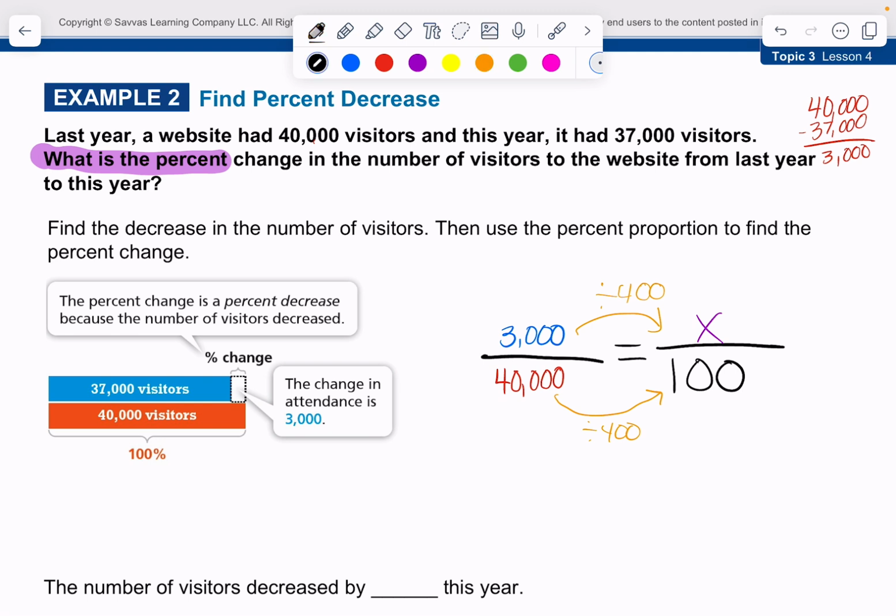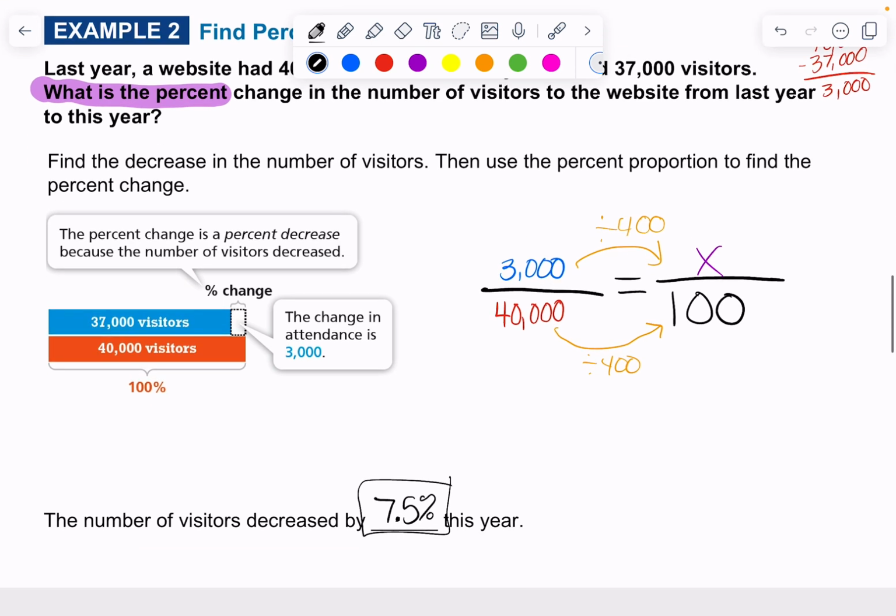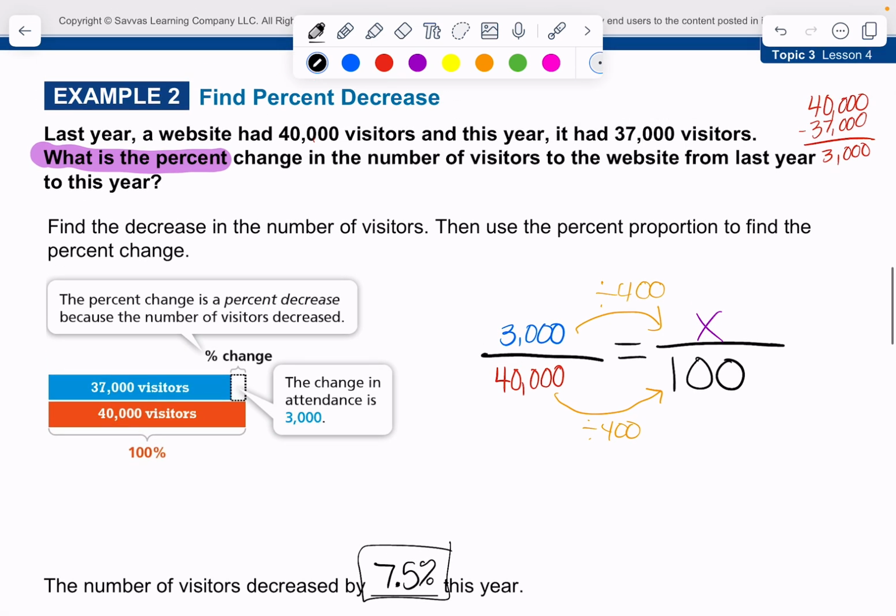And again, on this one, we were solving for the percent of change. So this would be 7.5%. And this was a decrease. So decrease meaning our number of visitors went down.